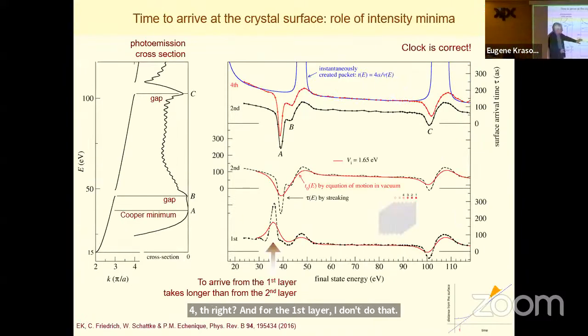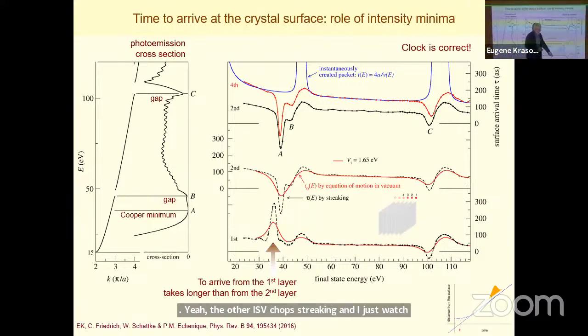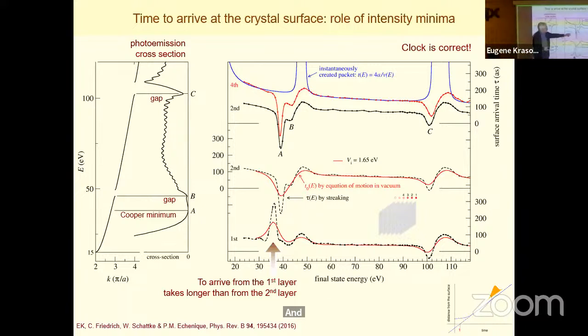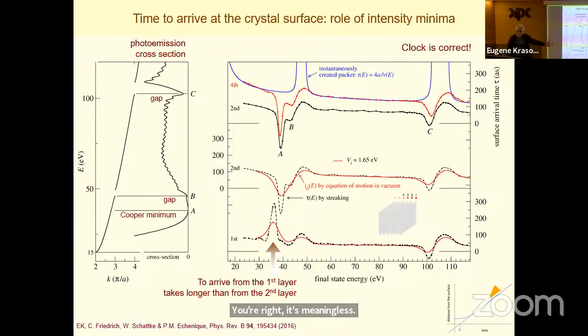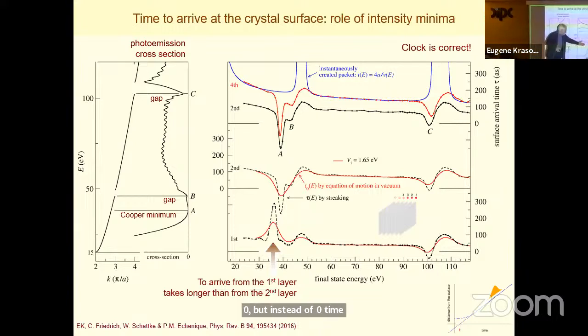What I do here, these two curves: one curve is inferred from streaking. The other curve, I switch off streaking and I just solve the equation of motion in vacuum. And then this is regression. So no, this is only for the fourth layer. This here, you're right, it's meaningless. It would yield zero time, right? But instead of zero time, you have structure. That's the message.